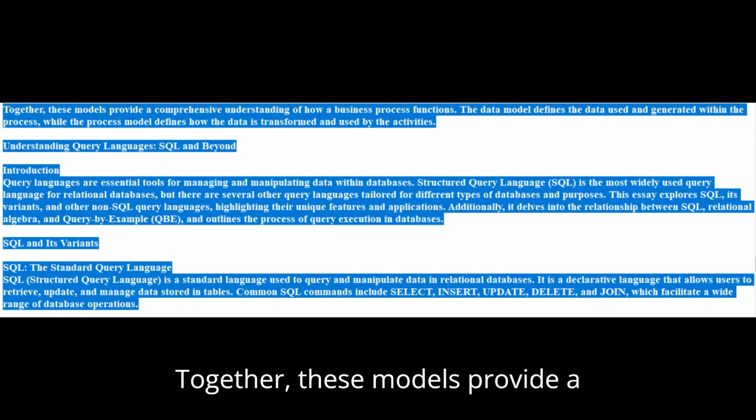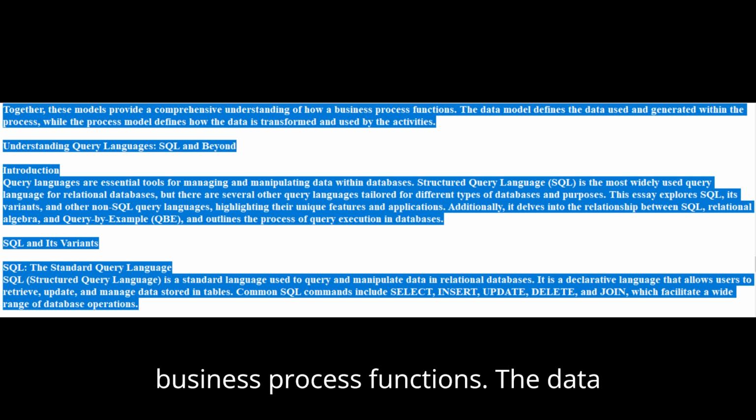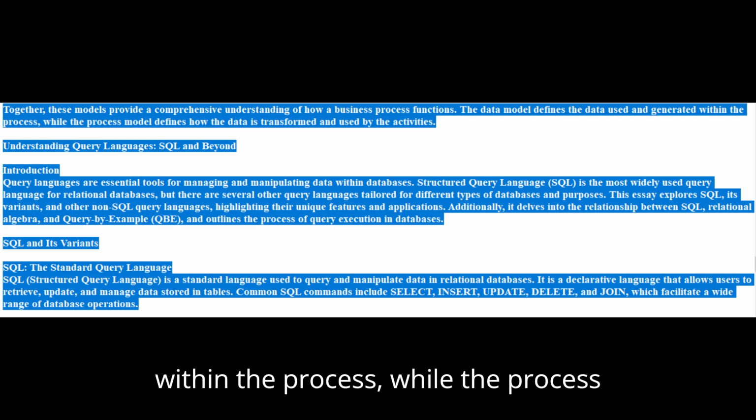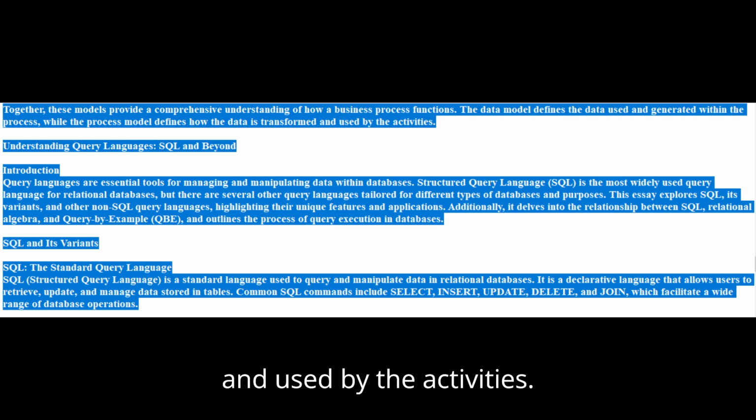Together, these models provide a comprehensive understanding of how a business process functions. The data model defines the data used and generated within the process, while the process model defines how the data is transformed and used by the activities.